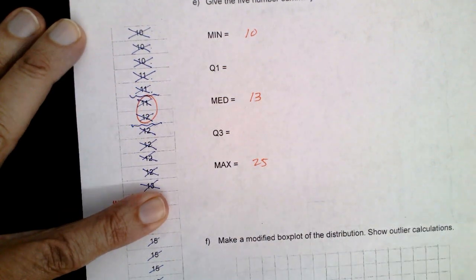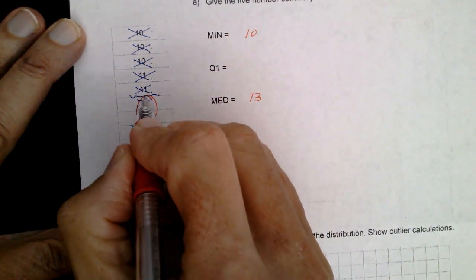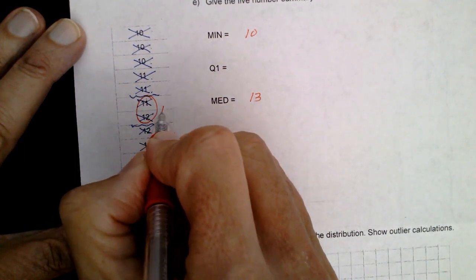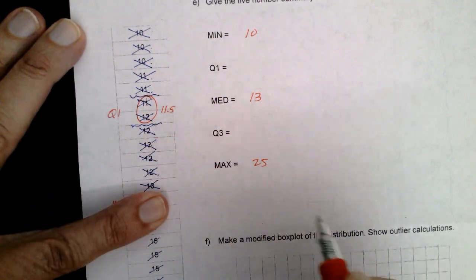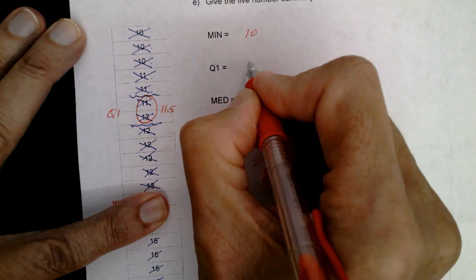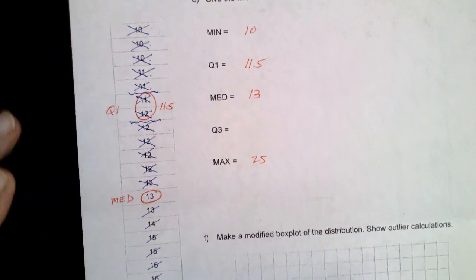So I've got 11 and 12 stuck in the middle. Here's where I would have to say, okay, the average of 11 and 12 is 11.5. And that would be your first quartile. So your first quartile is 11.5.